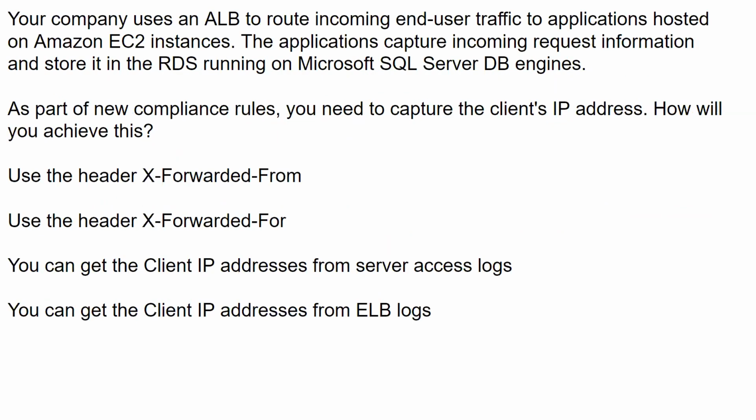Your company uses an ALB to route incoming end user traffic to applications hosted on EC2 instances. The applications capture incoming request information and store it in RDS running on Microsoft SQL Server DB engines. As part of new compliance rules, you need to capture the client's IP address. How will you achieve this?